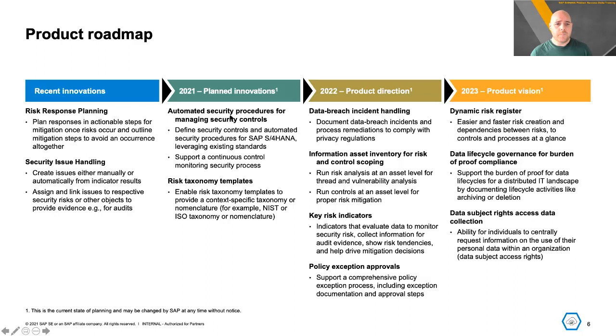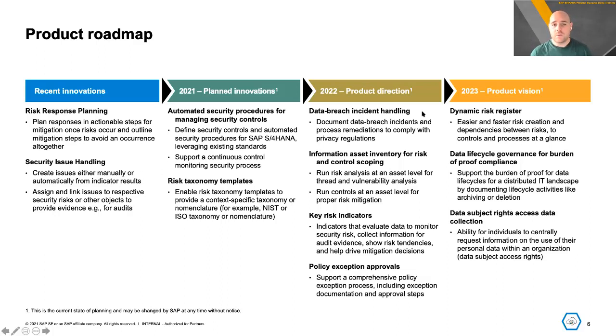At the end of the year, we will release automated security procedures. Point here is that these will be available for our customers only with the next S/4HANA release, meaning in 2202. So this means this is basically a dummy for you as of this moment, because these new security procedures are only available next year. Risk taxonomy tables will be an enhancement to our templates for risk.